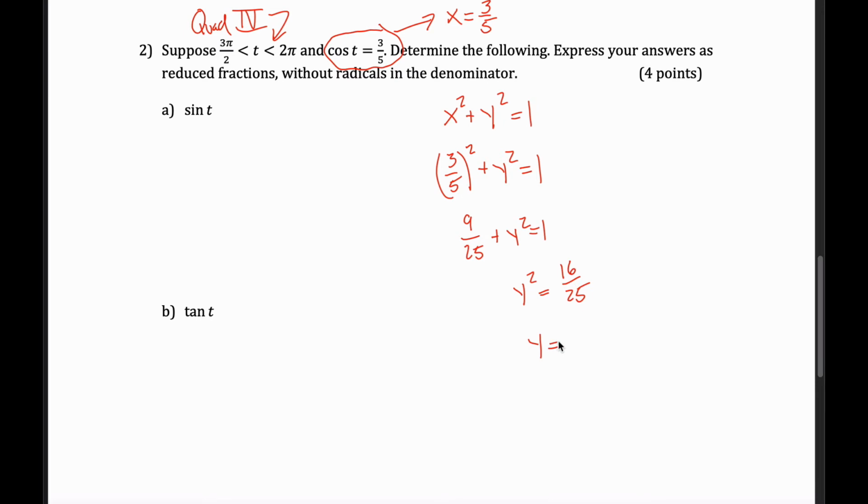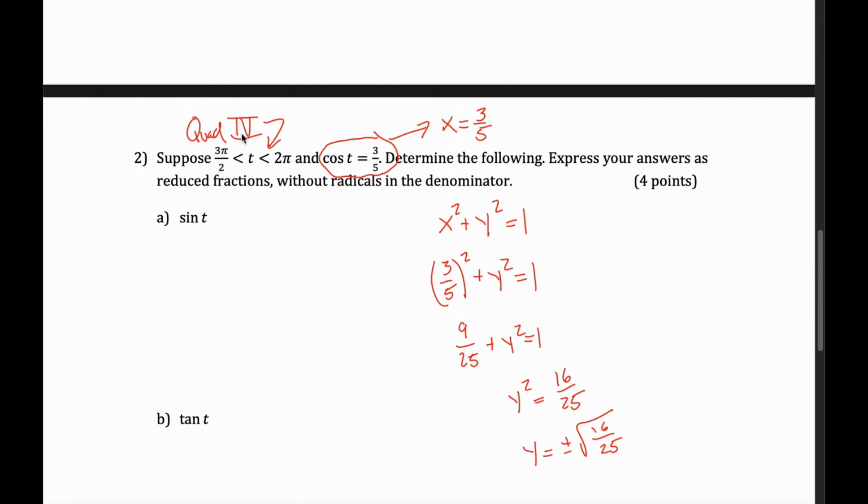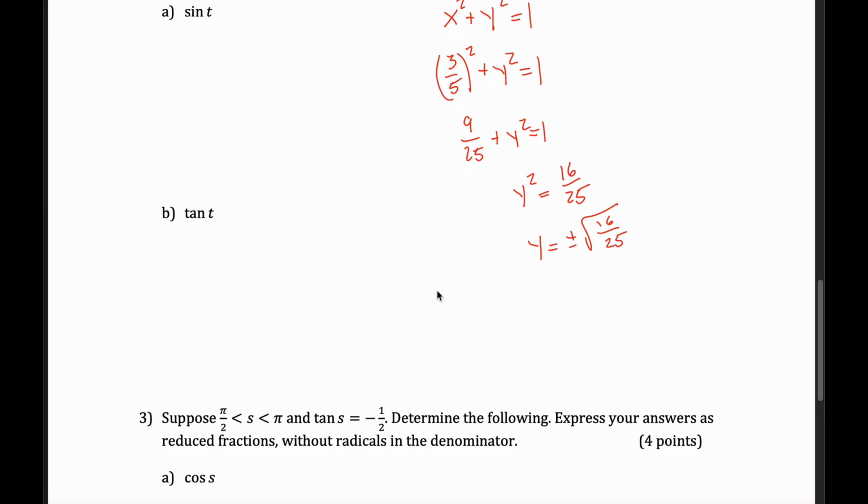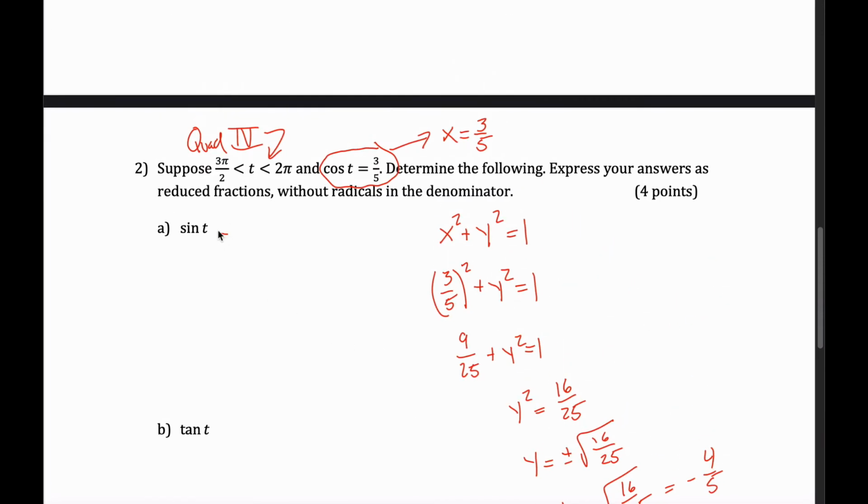And now I take the square root of both sides of the equation. Normally I'd put in this plus or minus and say y is plus or minus the square root of 16 over 25. However, since I'm in the fourth quadrant, I know that my y value is negative, so the answer that I come up with is the negative of the square root of 16 over 25, and the square root of 16 over 25 is just 4/5, so my answer is negative 4/5, which I can just write up here.